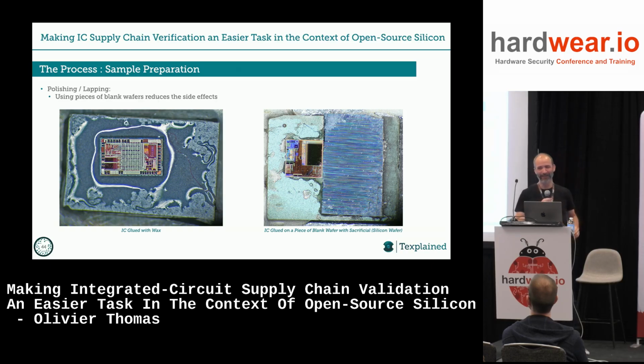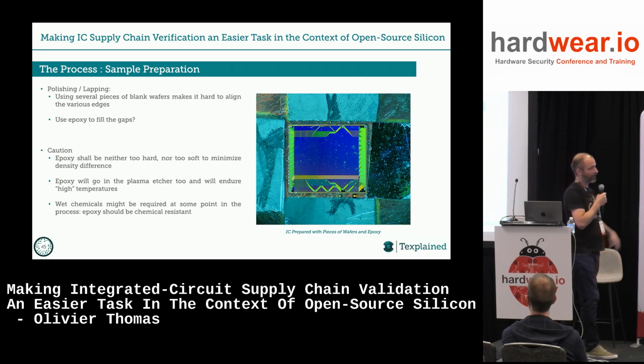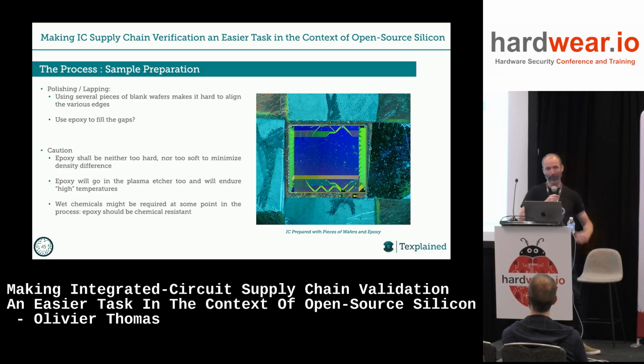But anyway, here are chips that are ready for deprocessing, and to avoid the side effect, you can put on the side a piece of wafer. It will minimize the problem because there will not be a gap between the chip and nothing, and the polishing disk will not start hitting the side first. So it's better. It's not perfect. So then I said, okay, let's put pieces of wafer all around the chip, and the truth is, it's difficult to place them accurately. So okay, let's fill the gaps with epoxy.